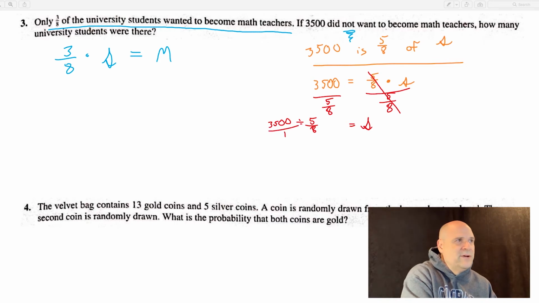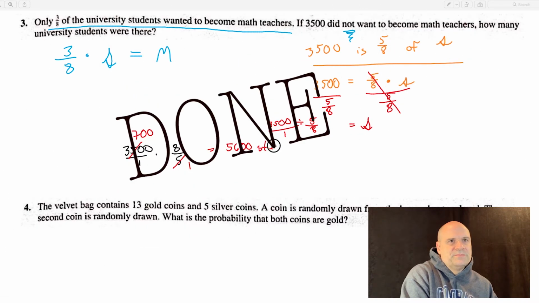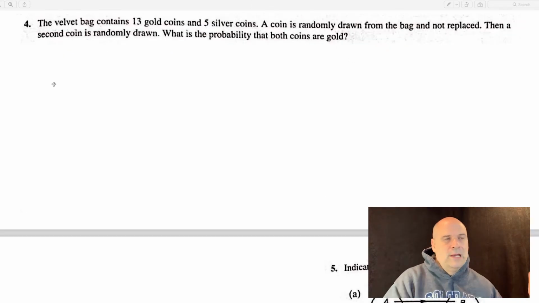Okay, how do you divide fractions? Copy dot flop. 3,500 dot flop. Cross cancel because it's awesome. 700. So what do we get when we multiply across? 5,600 students. Okay, cool.